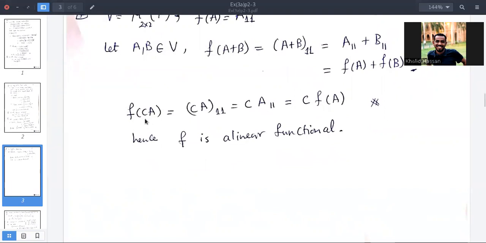So F of CA equals CA11. Of course, we know that when multiplying a matrix by a number, we can take the number out of the matrix very easily. So we took C out of the matrix. Then we have A11, which is F of A. Then we check the second property. So hence F is a linear functional.